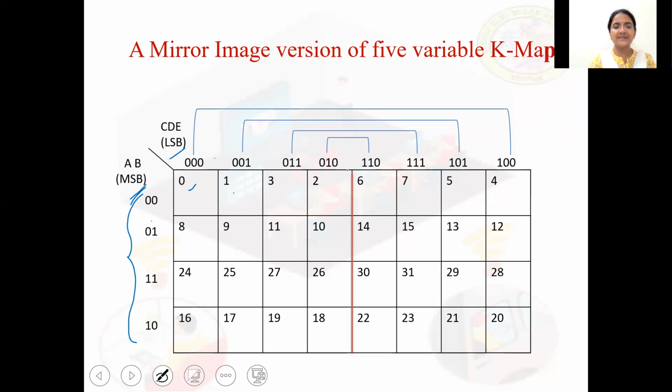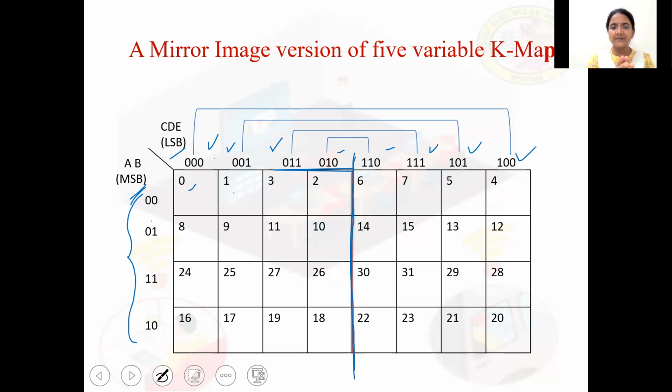When we split here, at this point, we can look at these two as separate 4 variable K-maps. And if you are folding at this point, then these two are mirror images. These 0 1 0 and 1 1 0 are adjacent. 0 1 1 and 1 1 1 are adjacent. 0 0 1 and 1 0 1 are adjacent. 0 0 0 and 1 0 0 are adjacent to each other.